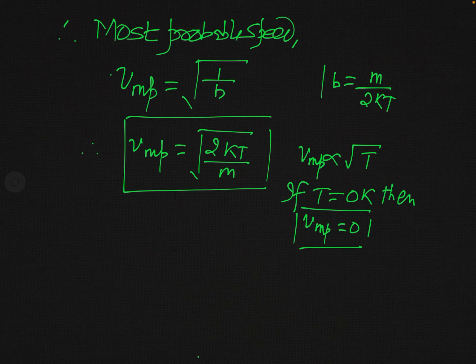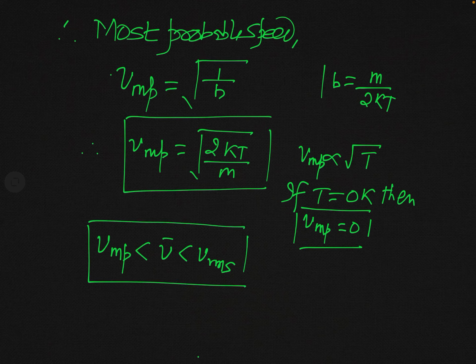Now you can compare the values of all these speeds, that is the RMS speed, the average speed and the most probable speed. When you compare them, you will find that Vmp is the least value, after that comes V average, and finally Vrms. So the RMS value of speed at a given temperature is highest, and the value of V average lies between these two values. So Vmp is less than V bar, and this is less than Vrms.